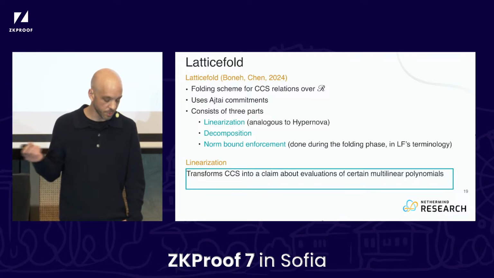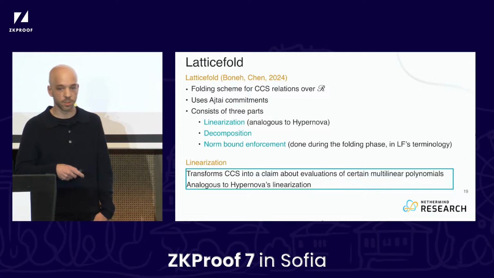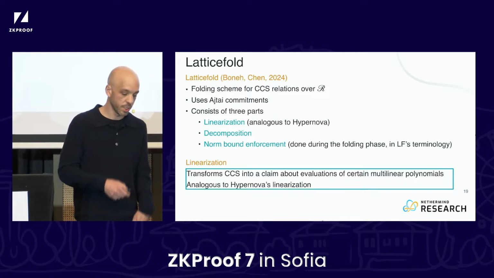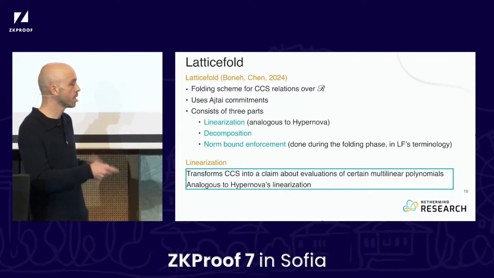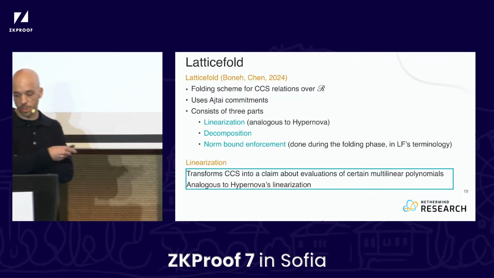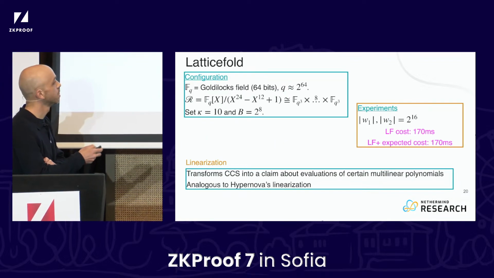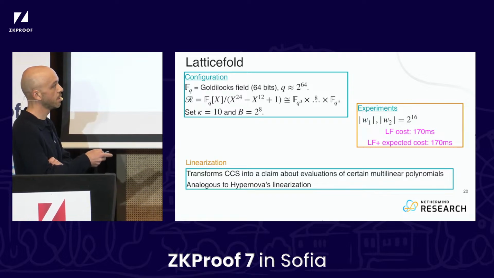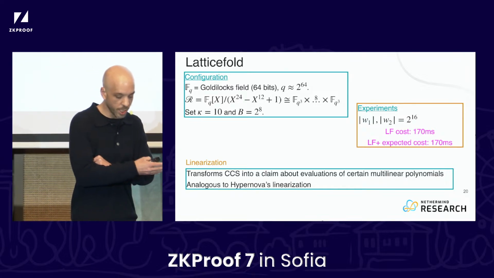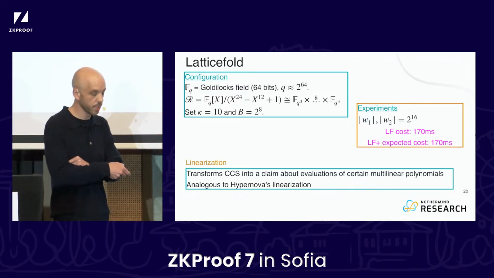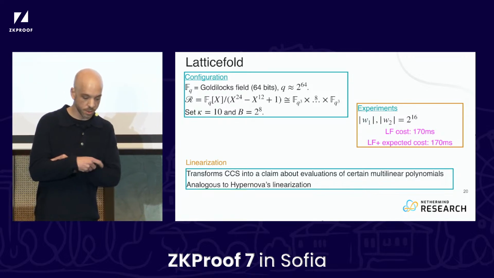Okay, and the linearization step is not very special. It's just the same as in HyperNova. You just run a sum check on the CCS relation to reduce it to a set of claims about multilinear evaluations of multilinear polynomials on some random points. Our benchmarks are that this costs 170 milliseconds. This is a negligible part of the cost of LatticeFold in our experiments. And in LatticeFold Plus, this should be exactly the same because it's the same step.